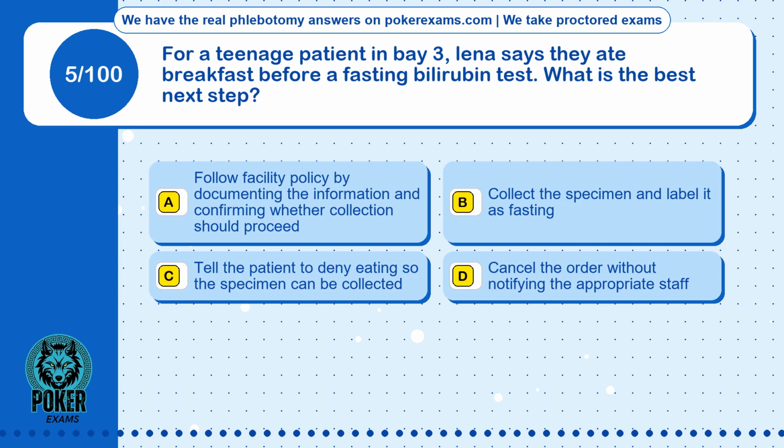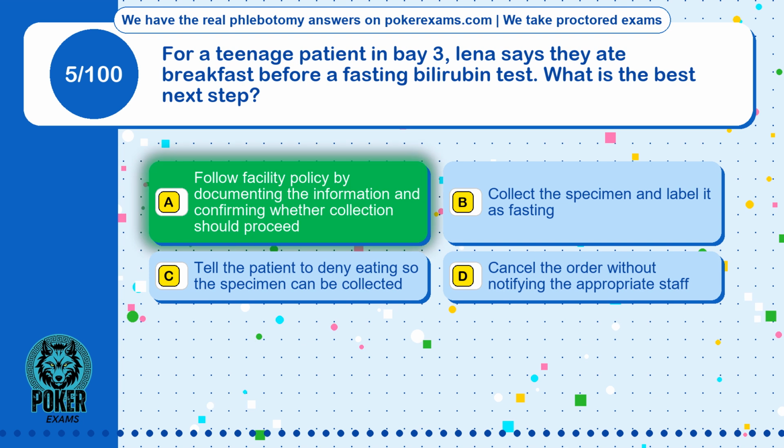Option A. Follow facility policy by documenting the information and confirming whether collection should proceed. Option B. Collect the specimen and label it as fasting. Option C. Tell the patient to deny eating so the specimen can be collected. Option D. Cancel the order without notifying the appropriate staff.